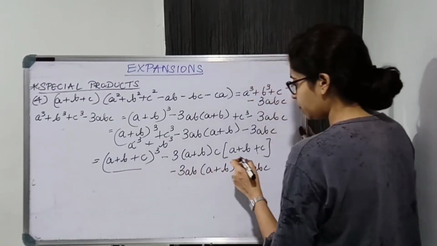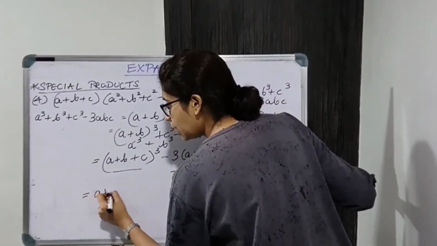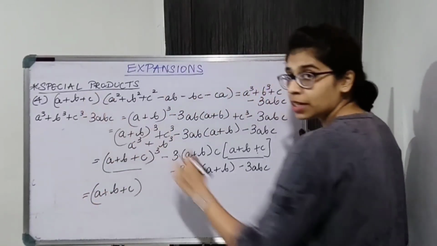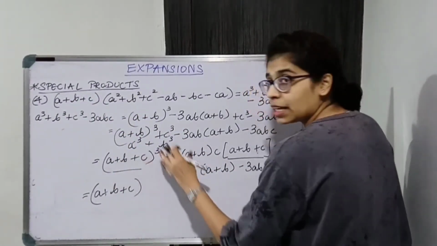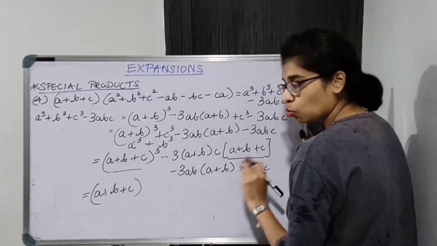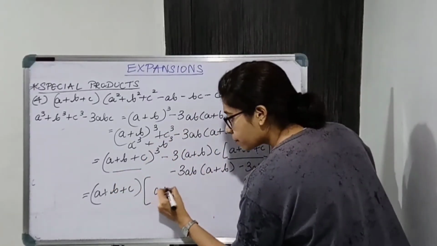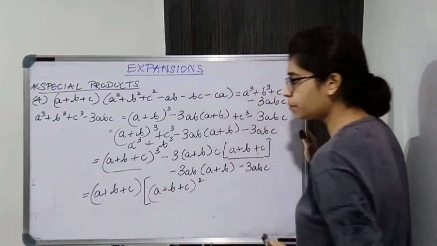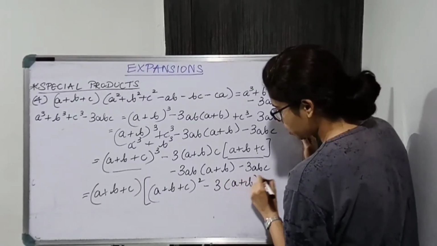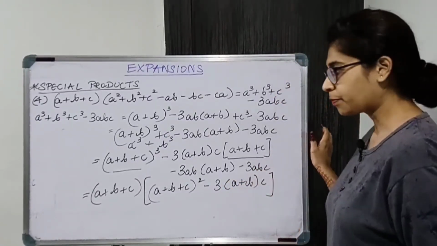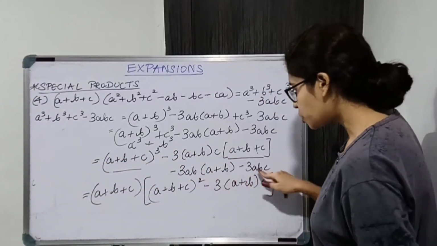Now over here we have a plus b plus c. Here also we have a plus b plus c. So I can take a plus b plus c common. A plus b plus c, okay, I want a bracket of a plus b plus c. So when we take a plus b plus c common from these two, here we are left with a plus b plus c the whole square, minus 3 into a plus b into c. A plus b plus c we took common over here, and these two terms are left.